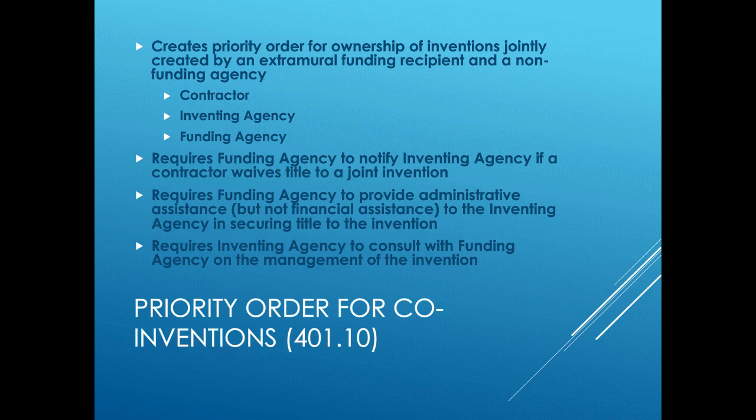This is because only the funding agency would have access to that invention's record in the iEdison system. It also requires the funding agency to provide administrative assistance, but not any financial assistance, to the inventing agency if the inventing agency decides to secure title to the invention. It also requires the inventing agency to consult with the funding agency on the management of the invention, to ensure that the invention is managed in a way that is consistent with the original goals of the funding that resulted in the invention.